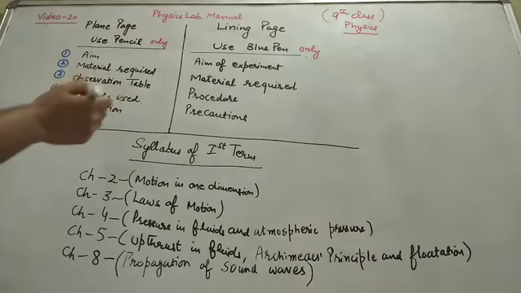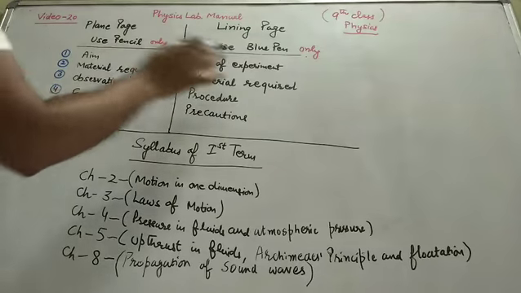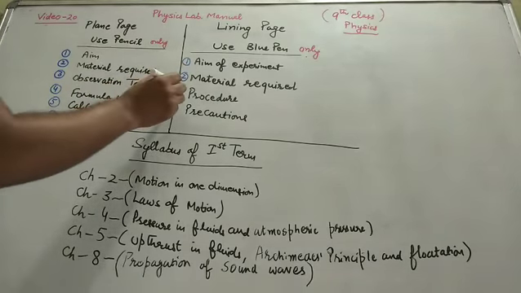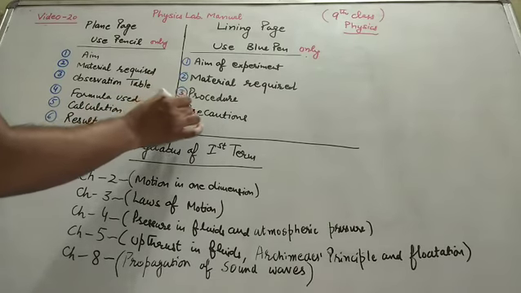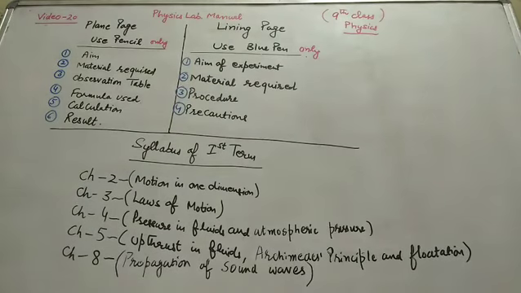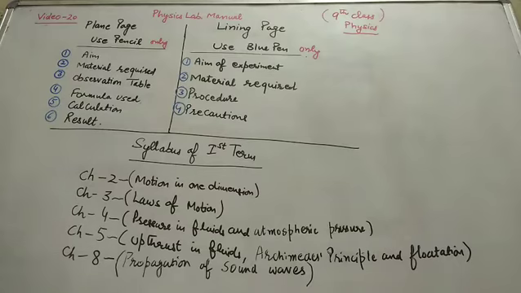On the lining page, again aim, the same you have to repeat. Second, material required. Third, procedure, and fourth, precautions. Only these things must be on the lining page, nothing else. Okay.